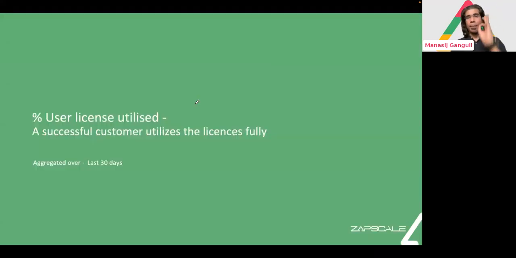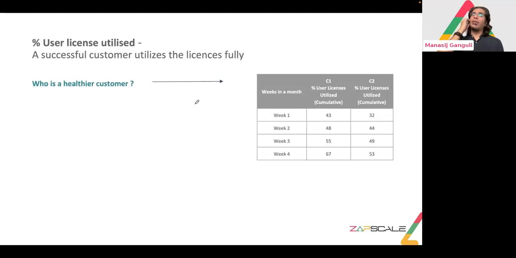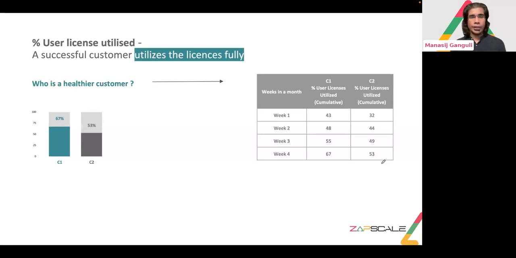A successful upsell customer would have utilized their license fully. What does that mean? Imagine that you have given both these customers, C1 and C2, 100 user license to play with, or 100 gigabytes of data to play with, or 1,000 APIs credit, or let's say they can do 1,000 bookings per month, whatever is the number that you've given them. And these two customers are showing on an average of 67% license utilization and 53% license utilization over the last couple of weeks. So who is more ready for upsell? Of course, the person who is nearing the limit of 100% is more suitable for upsell.